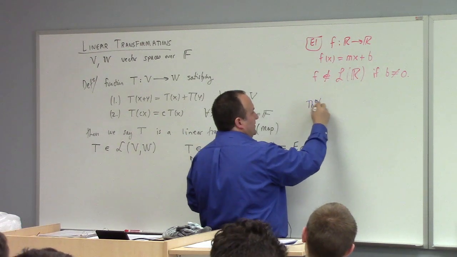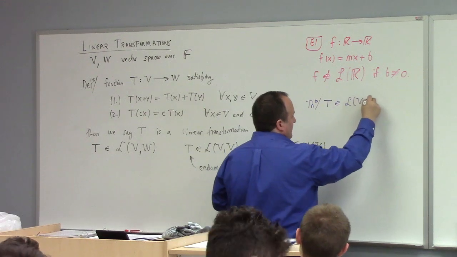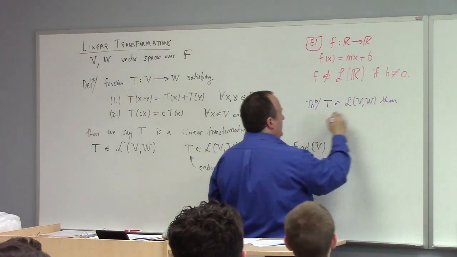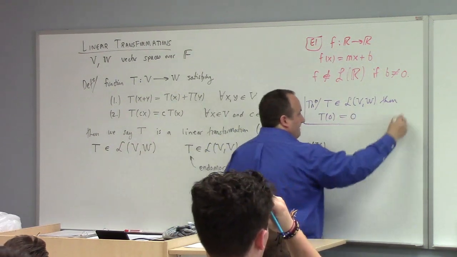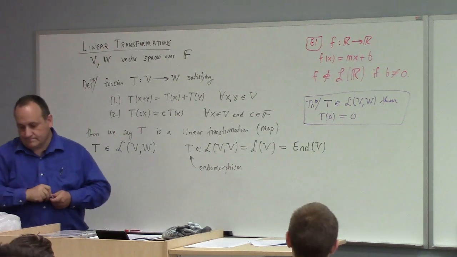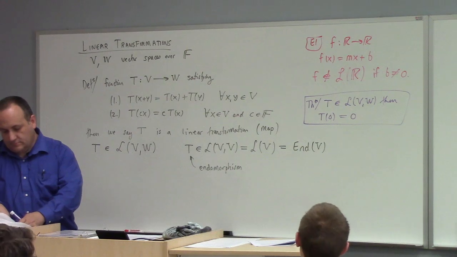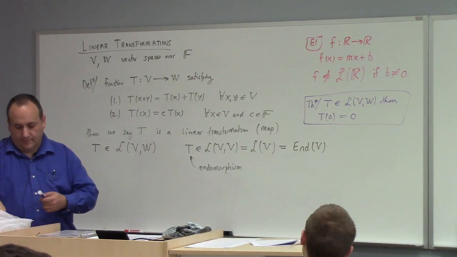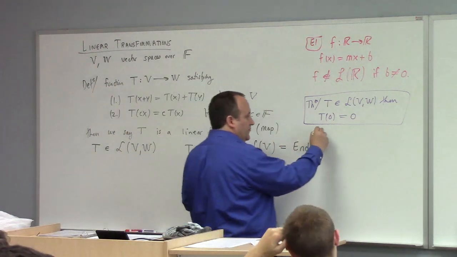So here's the theorem. If T is a linear transformation from V to W, then T of 0 is equal to 0. How do we prove this? Any ideas? How about this? So the proof goes like this.